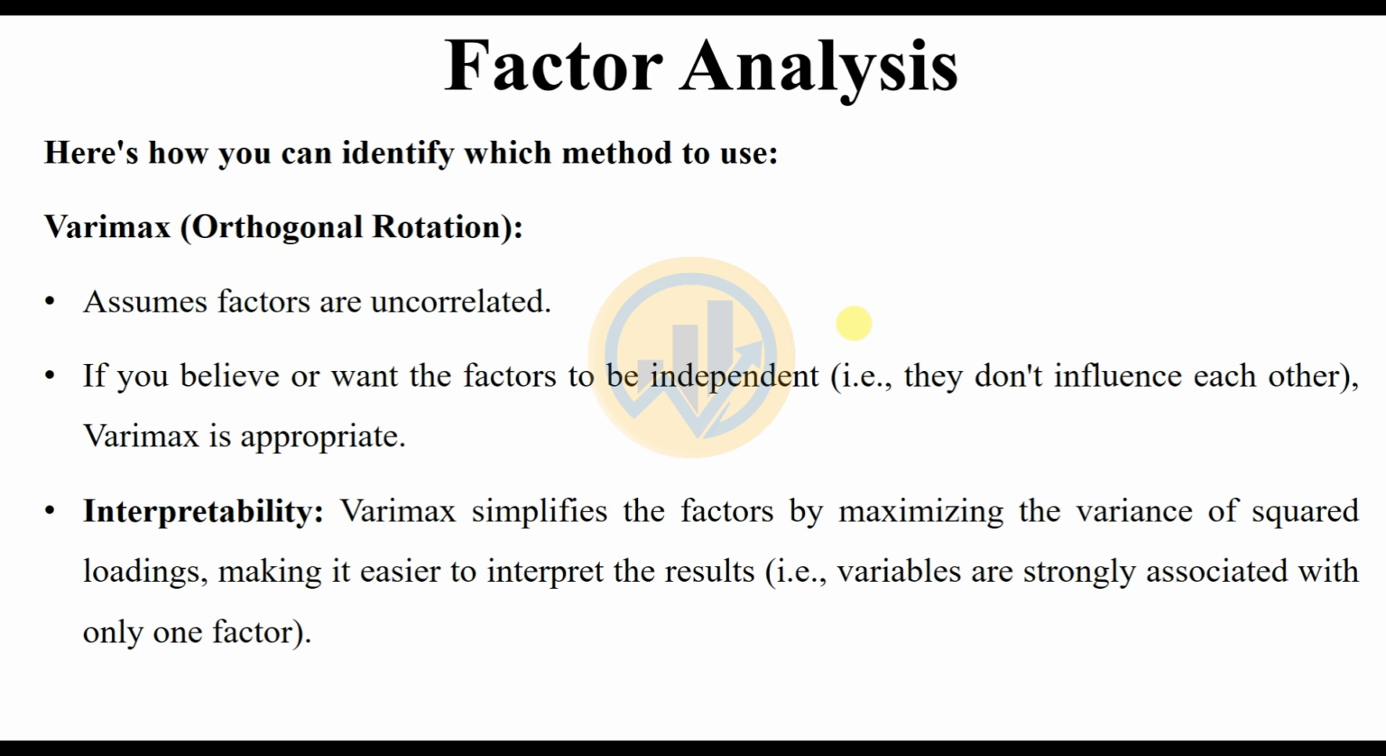Here, how can we identify which method to use for factor analysis in our dataset? Varimax assumes the factors are uncorrelated. If you believe or want the factors to be independent, for example they don't influence each other, Varimax is appropriate. For interpretability, Varimax simplifies the factors by maximizing the variance of squared loadings, making it easier to interpret the results. For example, variables are strongly associated with only one factor.